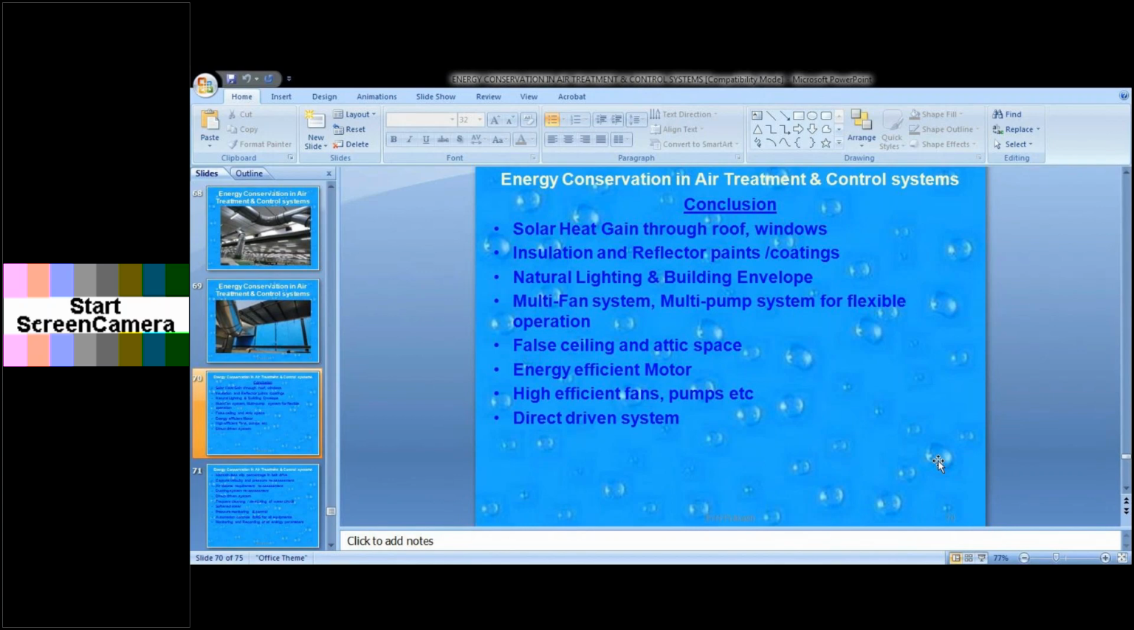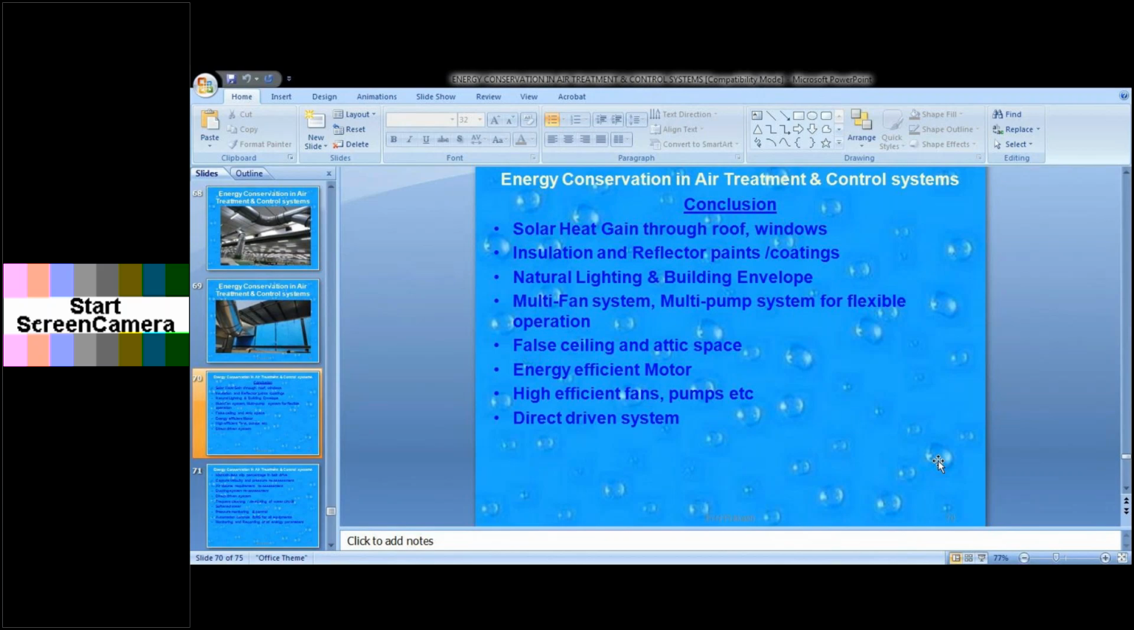So all these things, once we understand the process and the design aspects, not as OEMs do, but at least we understand this entire system, we'll be able to offer better conservation results. The solar heat gain through roofs and windows, insulation also plays a very important role. By simple measures, a lot of energy can be conserved.